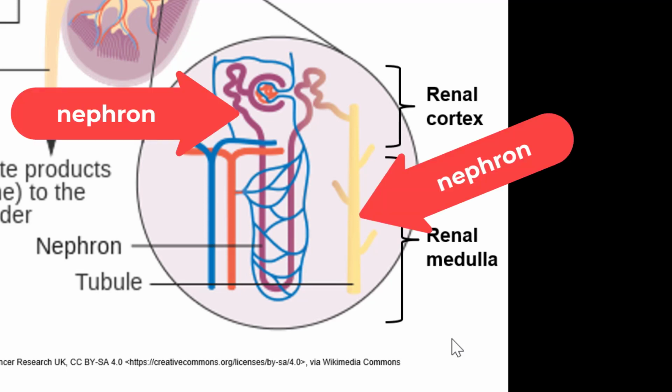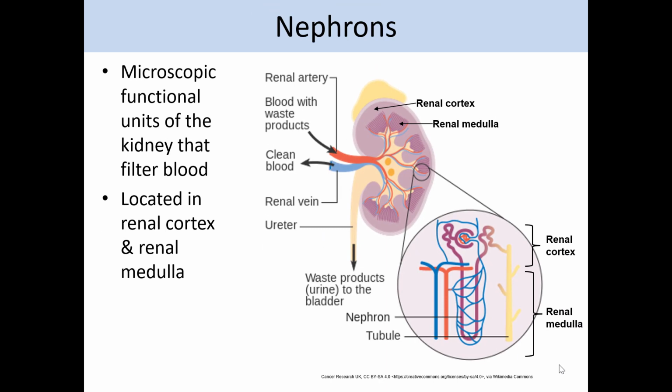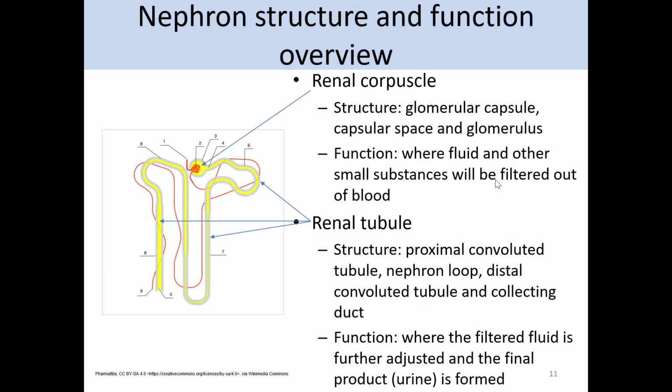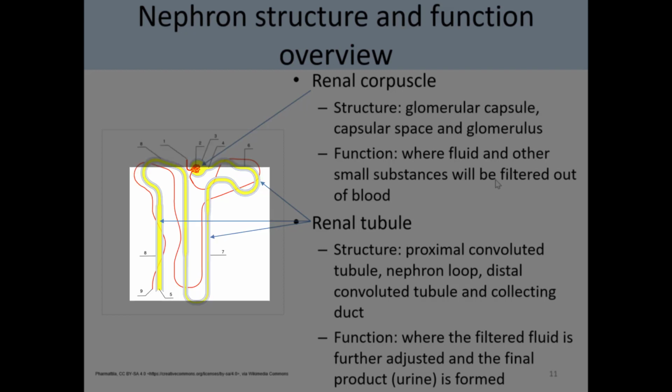The yellow structure and the sort of dark purplish structure, that's the nephron. And then we have blood vessels too. Notice that a portion of the nephron is located in the renal cortex, but yet another portion of that same nephron is located in the renal medulla. So we say that nephrons are located in both the renal cortex and the renal medulla. Nephrons have two basic parts in them, the renal corpuscle and the renal tubule.